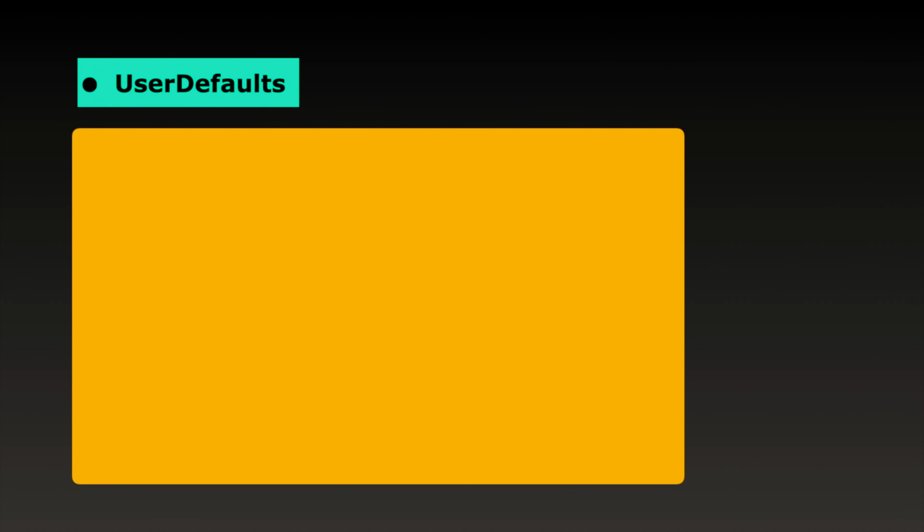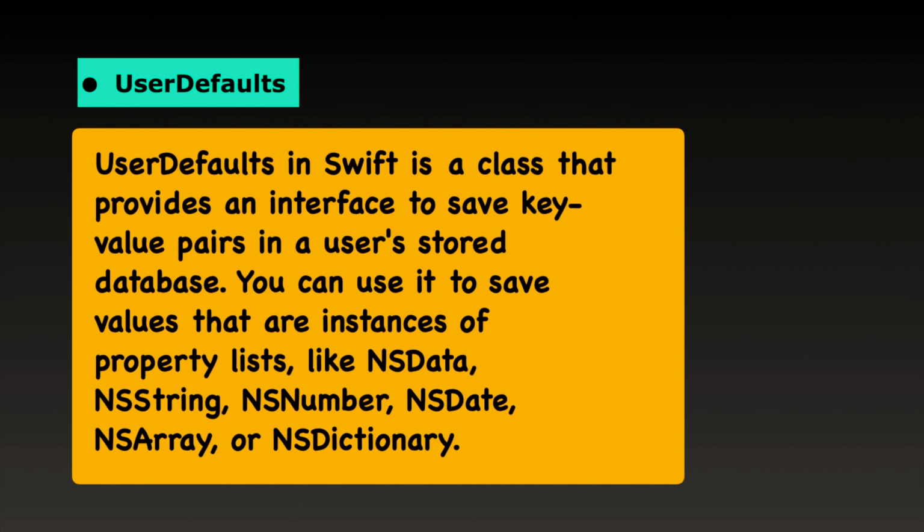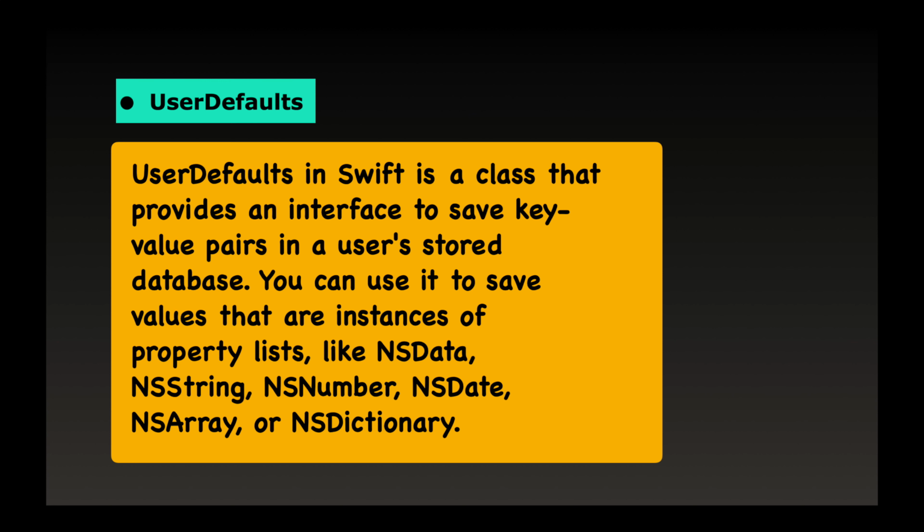User default in Swift is a class that provides an interface to save key value pairs in the user's stored database. You can use it to save values that are instances of property list types like NSData, NSString, NSNumber, NSDate, NSArray or NSDictionary. Now, how can we save data other than these? We are going to discuss that.